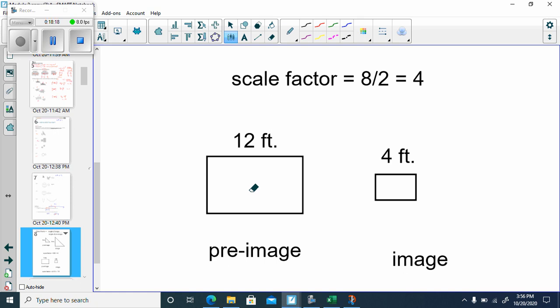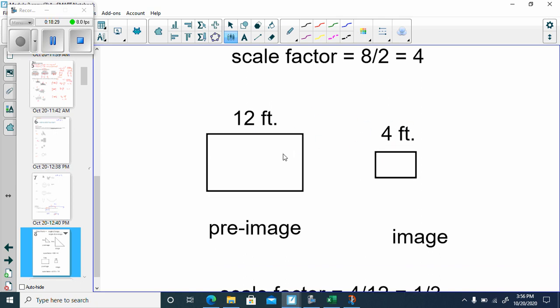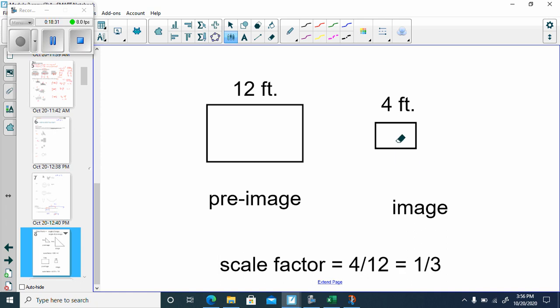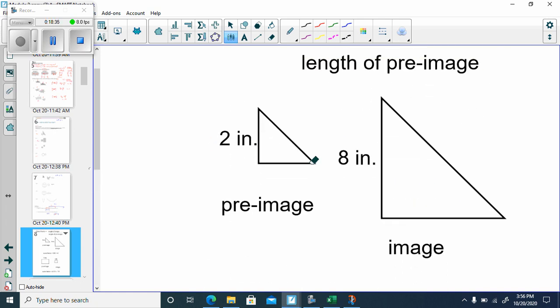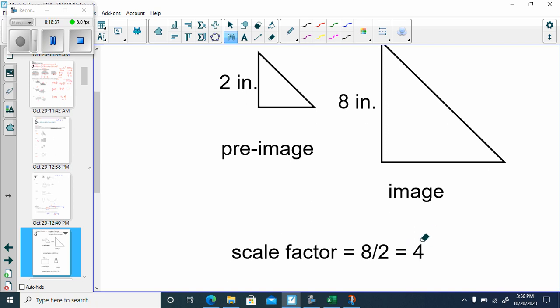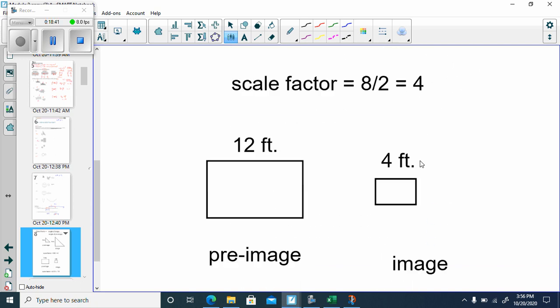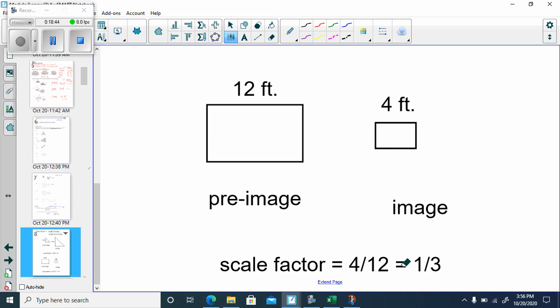Here you go. Here's this one, a length of a pre-image to an image. That's 12 and 4, okay? Now, image goes over pre-image. 4 divided by 12 would give you 1/3. This is 1/3 the size of this one. Notice, if I am using a scale factor of something greater than 1, it's going to get bigger. If I'm using a scale factor of something that is a fraction, it is going to get smaller.